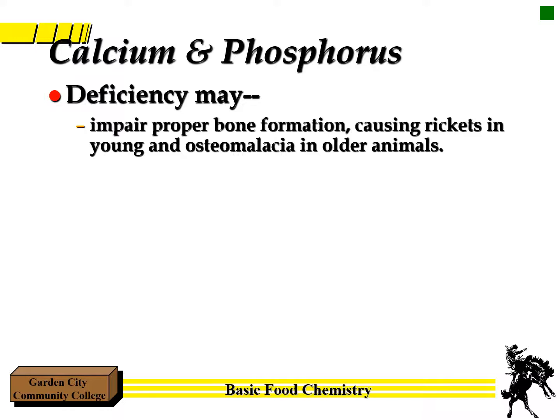So deficiency of either one may impair proper bone formation. It could cause rickets in younger animals or osteomalacia in older animals. Rickets is typically where the bones become so brittle that they break, and osteomalacia usually is where they become so pliable that they break. So either one is definitely a negative thing.